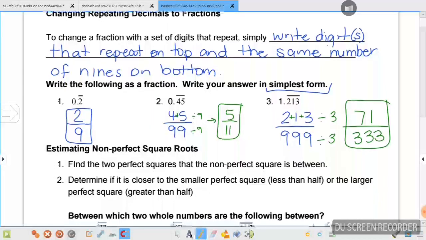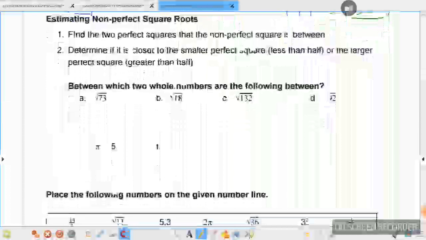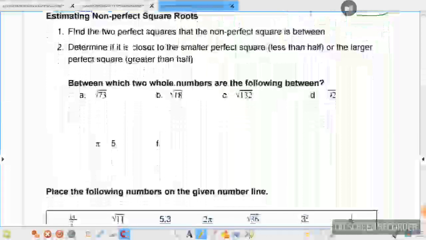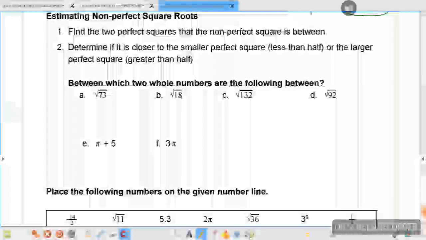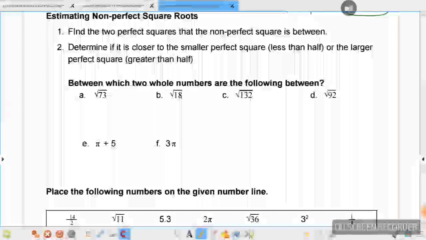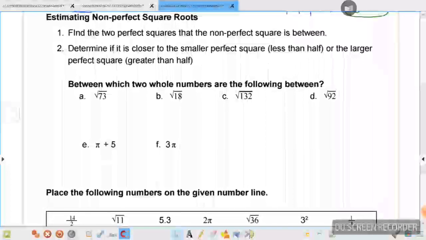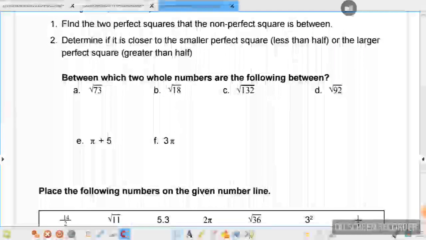All right. Estimating non-perfect square roots. You find the two perfect squares that the non-perfect square root is between. Determine if it's closer to the smaller or the larger one. I don't think that's actually going to be on the anchor, but it's good to know. It would be helpful if we knew our perfect squares, so that we can have our perfect square roots.